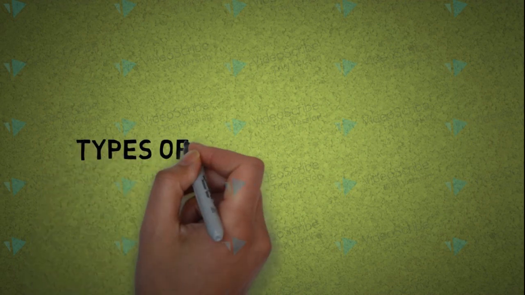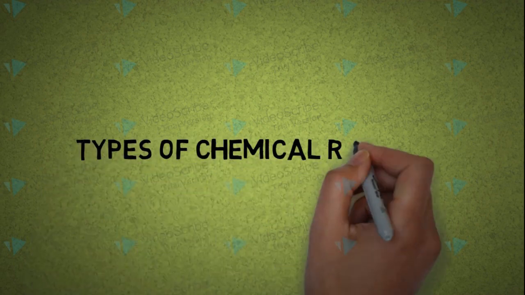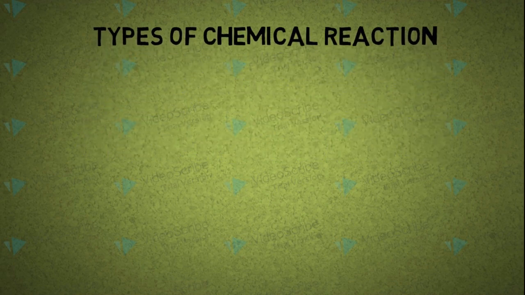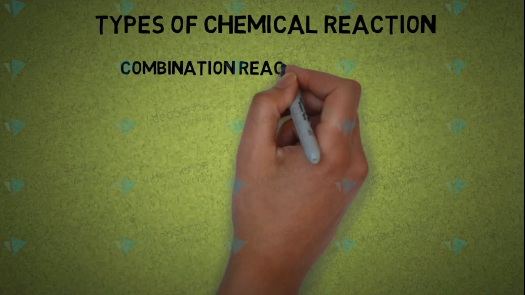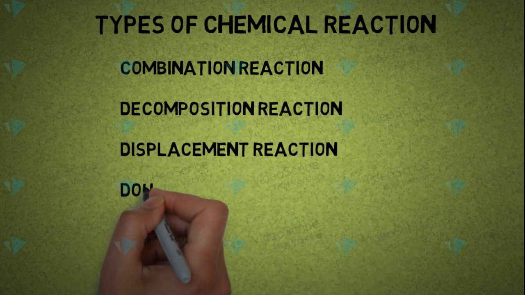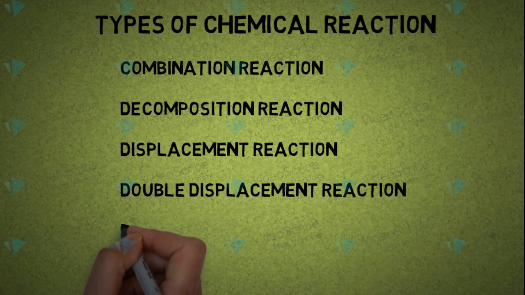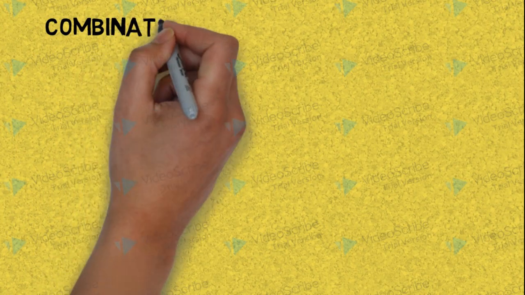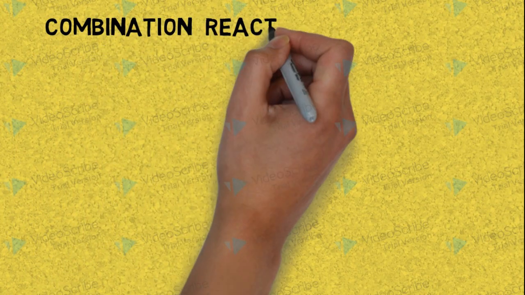So let's understand now different types of chemical reactions. First is combination reaction, second decomposition reaction, third displacement reaction, fourth double displacement, and last is the redox reaction. So let's start with combination reaction.